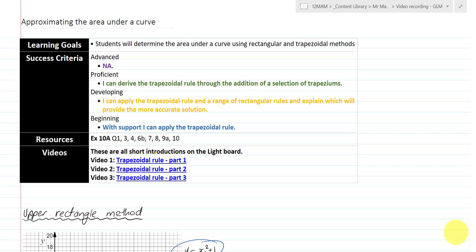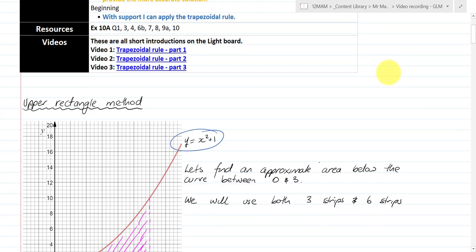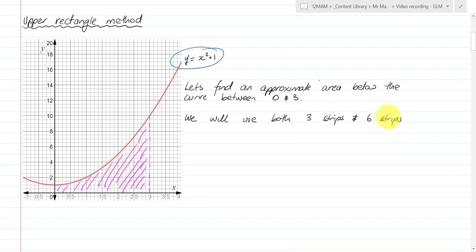So here's some information about what we're going to learn. There are some lightboard videos there, but to start with, let's talk about some rectangle methods. So let's say we had this curve, y equals x squared plus 1. And let's say we wanted to work out an approximate area under the curve between 0 and 3. And you can see I've shaded in pink what that area might look like. But it's got a curve above it, so it's not an easy area to determine.